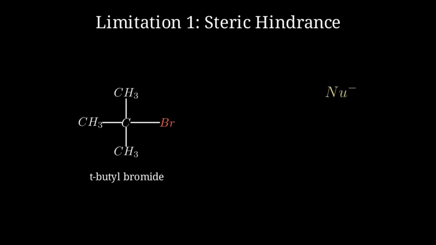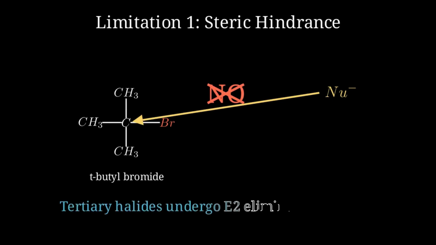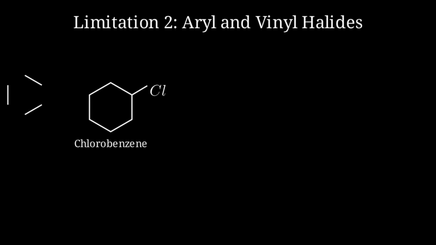Since the mechanism relies on SN2, tertiary alkyl halides cannot be used. Instead of substitution, the strong basicity of the phthalimide salt causes an E2 elimination, resulting in an alkene instead of an amine. Aryl halides and vinyl halides are also incompatible.